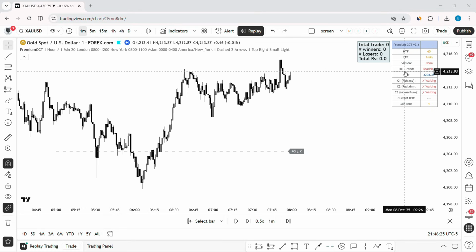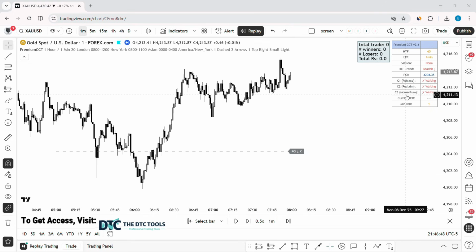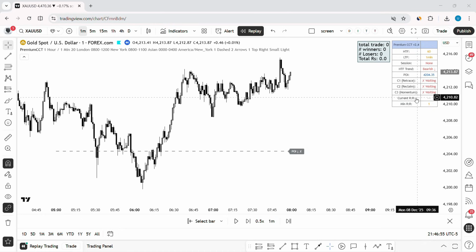Then we have higher time frame trend, which is bearish. So this means that the indicator will only take trades which are bearish trades or sell trades. Then we have POI. It is showing the current POI's price, which is this one. It has become invalid. Then we have the first condition, which is waiting, then second is also waiting, and third. Since we are not inside a valid POI, so these cannot be true.